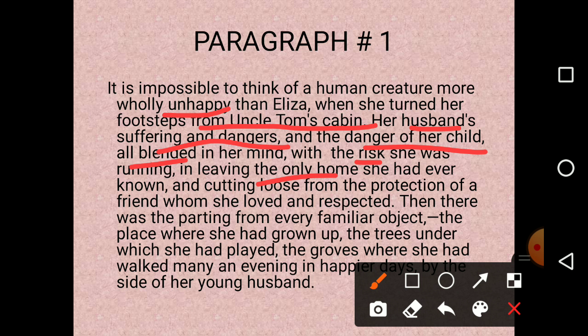She was also cutting loose from the protection of a friend. Who is this friend? This friend is Mrs. Shelby, Mr. Shelby's wife. This person was very good to her. Mrs. Shelby was very good to her, and she also loved and respected Mrs. Shelby. Okay? That's why it was very difficult for her to leave the house.